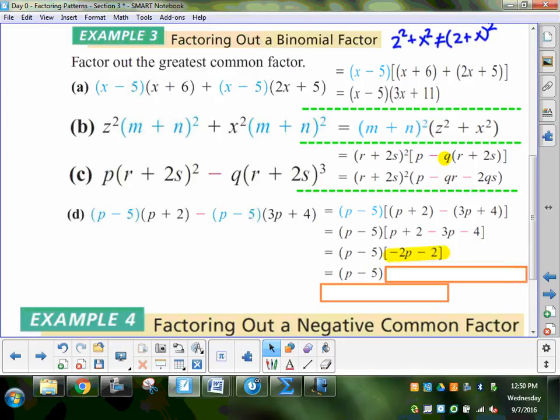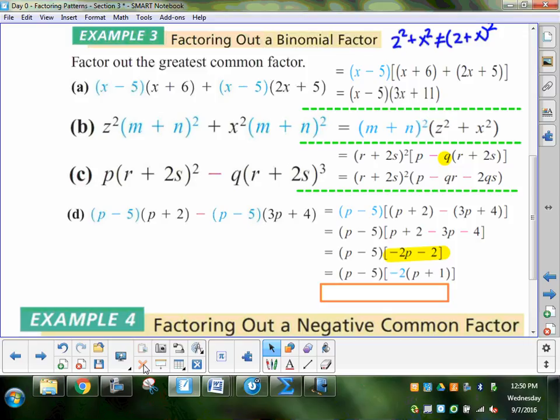No. We're going to take out the negative 2, and what would you have left? P minus... Plus 1. Because you're dividing both terms by a negative 2.